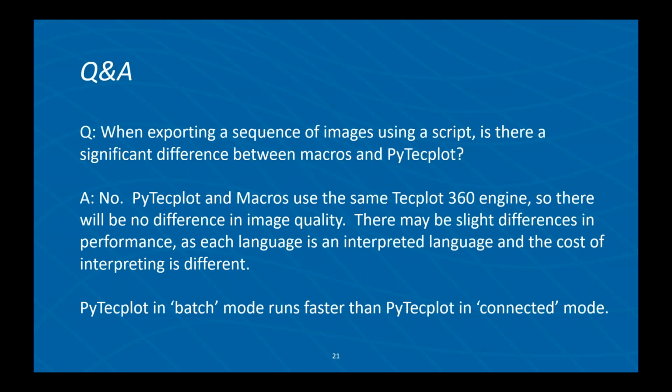Right, so Tecplot macros and PyTecplot, they're both interpreted languages, and the speed at which the language can be interpreted and executed will be different. So you may see some performance difference there. And then PyTecplot in batch mode runs faster than PyTecplot in connected mode, and that's important to know. PyTecplot in connected mode is actually doing a socket connection between Python and 360, so there's some communication cost that can slow down connected mode. But connected mode is quite powerful, so it's important that you understand that you can run in both modes.